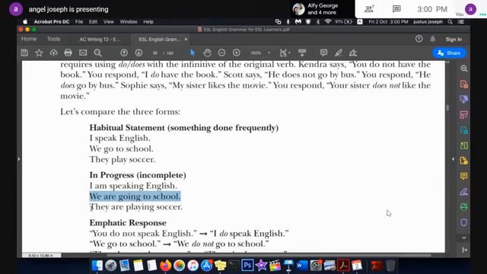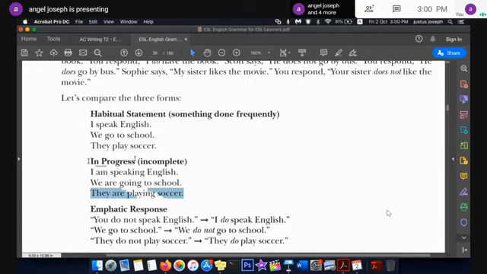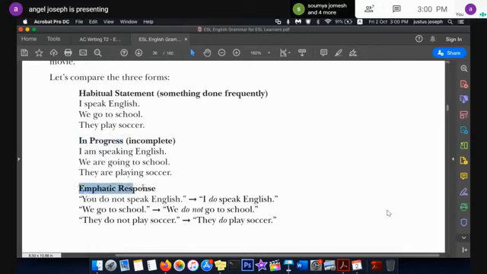So third one, they are playing soccer. Again, the same kind of explanation would apply here. They are right now playing soccer. The game is going on right now. That's in progress. Third one, the emphatic one. Let's look at a few examples here.